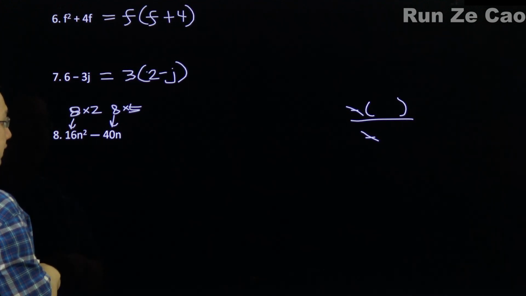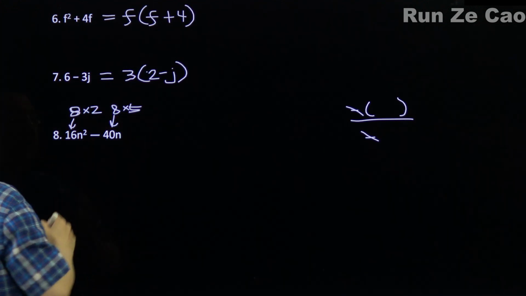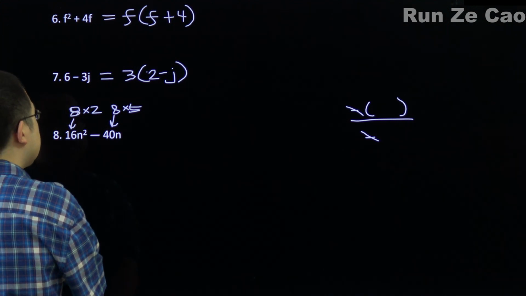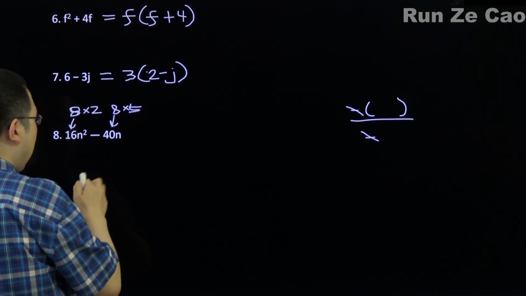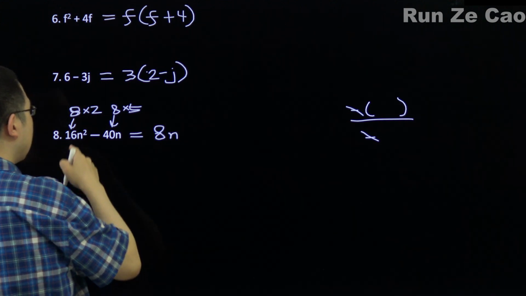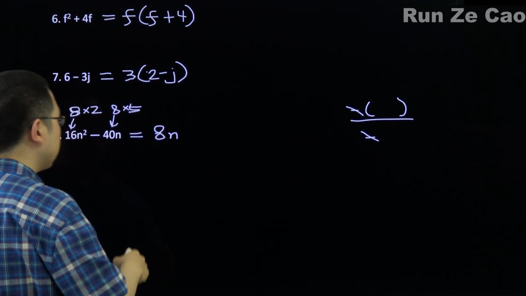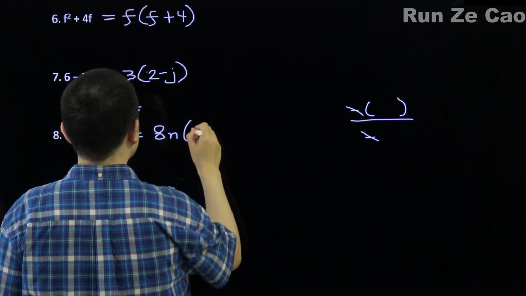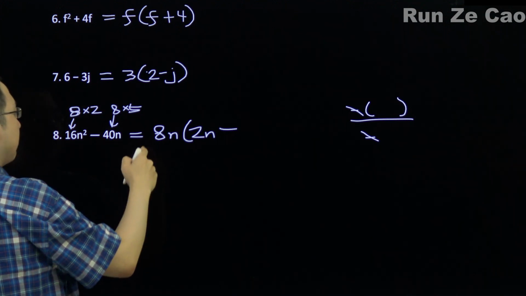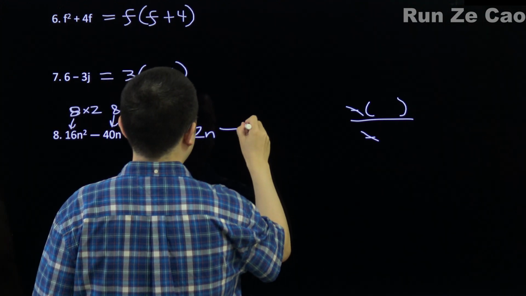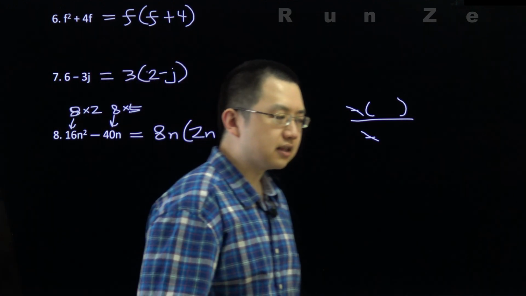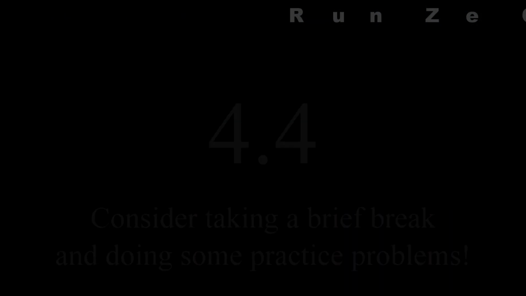So, we got an 8 as a common factor, specifically the greatest common factor. And we also got n squared versus n, so we can factor out an 8 and an n. What happens if you divide 16n squared by 8n? You get 2n. And then minus 40n divided by 8n becomes minus 5, because negative 5 times 8n is equal to negative 40n.